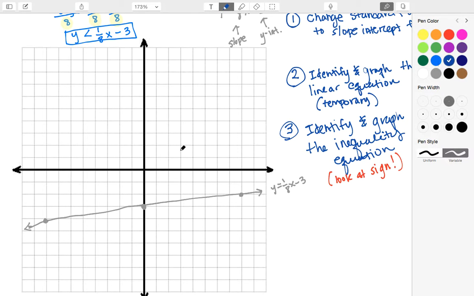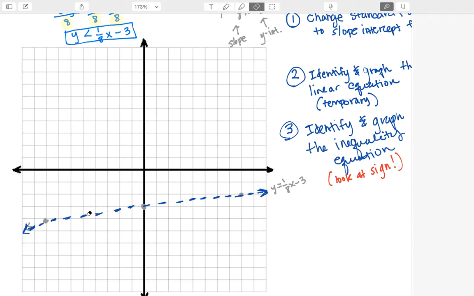Okay, so what you're going to do is, instead of creating a full line because it's less than, we have to draw a dash through the line. Little dash marks. So it's going in the same direction as our linear equation, but notice the dash marks. This just means that I'm not going to include all of the solutions here. It's kind of like my boundary. So finally, if I were to erase this, my line would look something like this, okay?